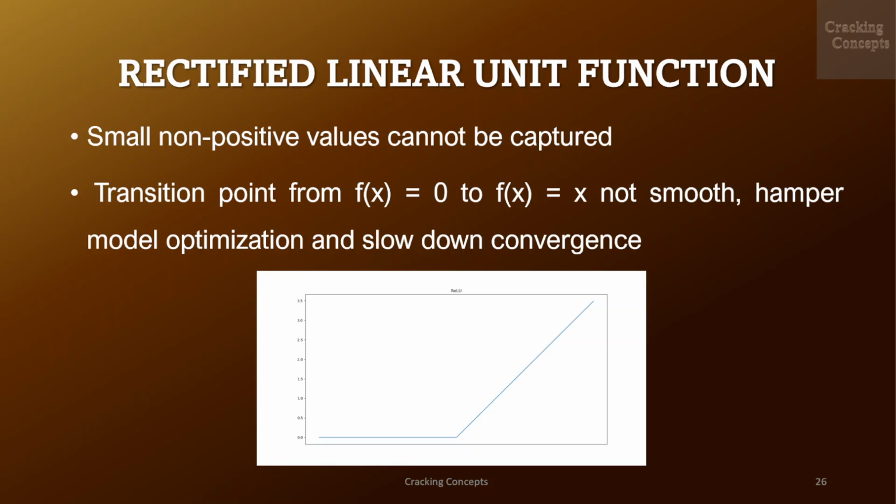Fourthly, the transition point from f of x equal to 0 to f of x equal to x is not smooth. This will impact the loss landscape during optimization, which will not be smooth either. This may hamper the model optimization and slightly slow down the convergence.